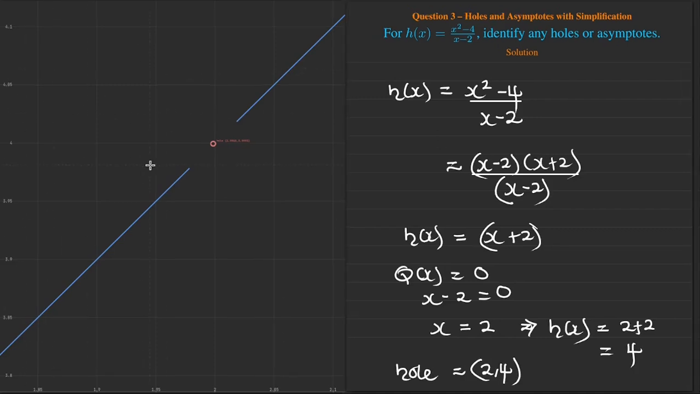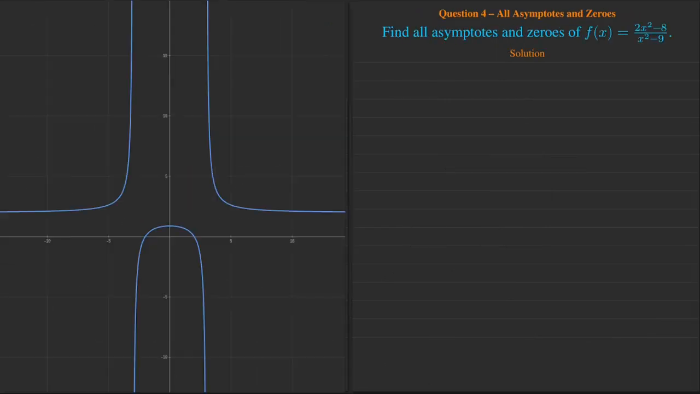Let's solve 2 more questions that will test our understanding on 2 different concepts, and then we can end this lesson. So this is our 4th question. And what do we have? It says we have to find all the asymptotes and zeros of f of x equals 2x squared minus 8 all over x squared minus 9. So our function f of x is given as 2x squared minus 8 all over x squared minus 9.